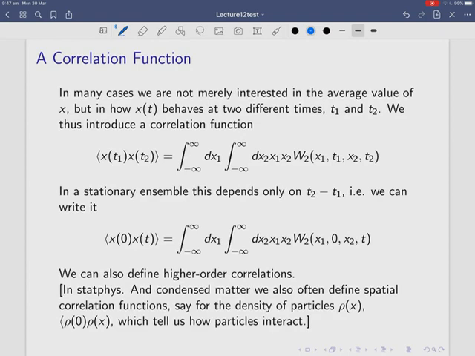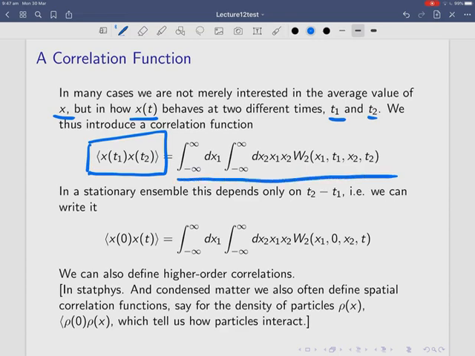All right, in some earlier quizzes, probably very early in the course, we met correlation functions, and these are quite confusing when you first meet them, but as you go on in time, it becomes simpler and simpler. In many cases, we're not merely interested in the average value of x, but how x(t) behaves at two different times, t1 and t2, say. Okay, we thus introduce a correlation function. This is the correlation function on the left. That's the symbol we use, and this is how it's defined.